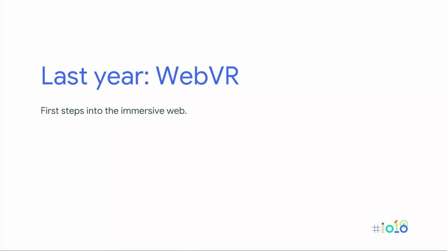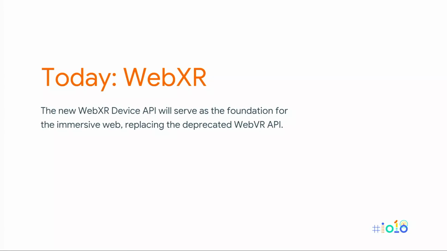Last year at I/O, we presented the WebVR API as a way for web developers to communicate with these devices. WebVR was really well received, but it also had limitations that became apparent as the VR ecosystem grew. Since then, we've been collaborating with content developers, device manufacturers, and other browser vendors to address those limitations. And the result is the new WebXR device API. WebXR replaces WebVR, evolving the concepts that it introduced to meet the needs of a growing immersive computing ecosystem.